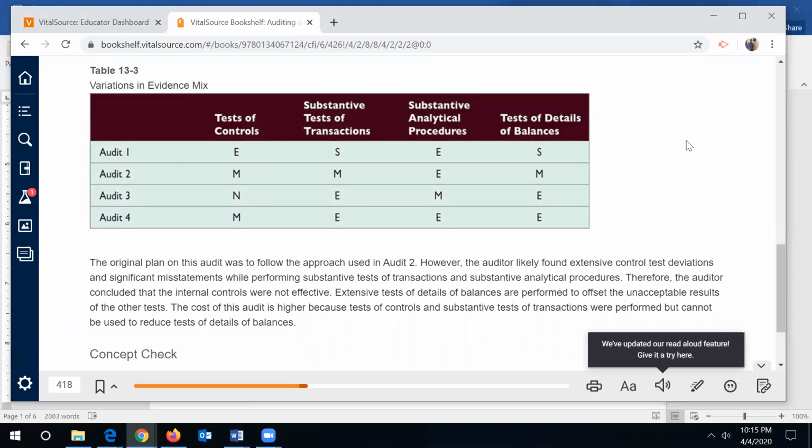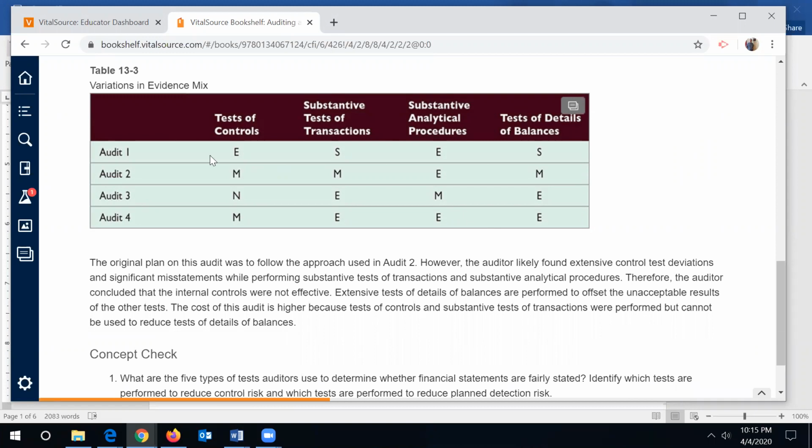And variations in evidence mix, 4 clients. In audit 1, we had extensive test of controls, small amount of substantive tests of transactions, extensive analytical procedures. I don't know why they said substantive analytical procedures, because analytical procedures, since they involve dollar amounts, are always substantive in nature. And a small amount of tests of details of balances.